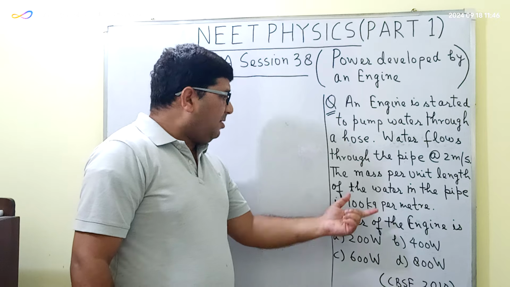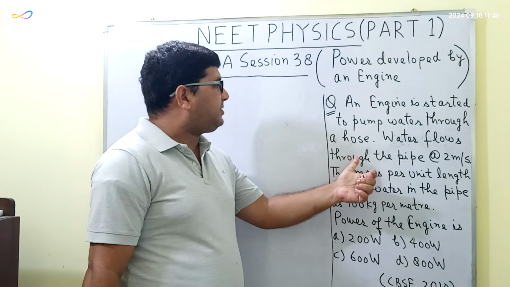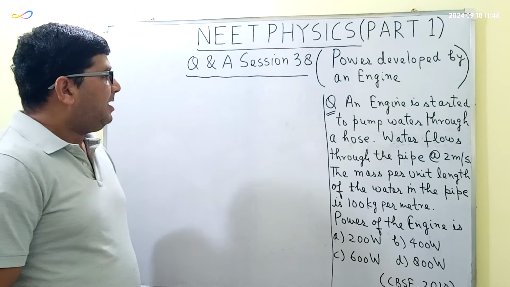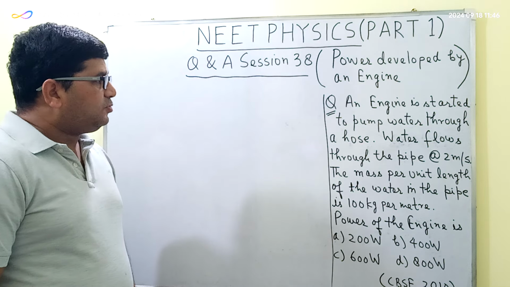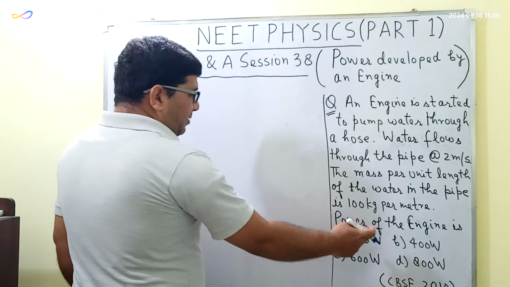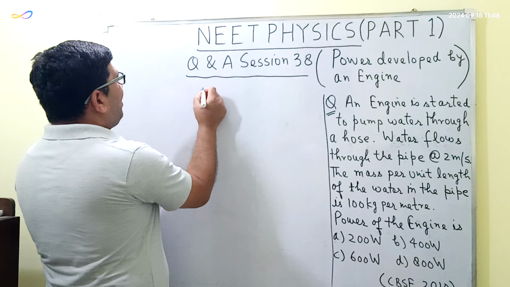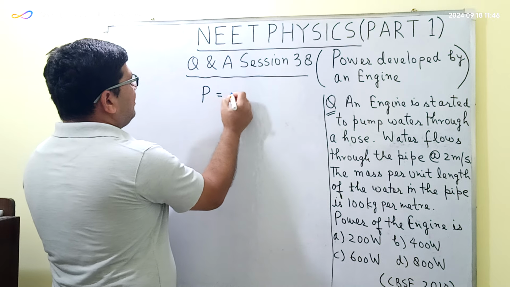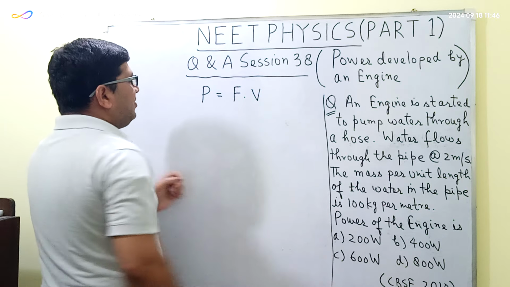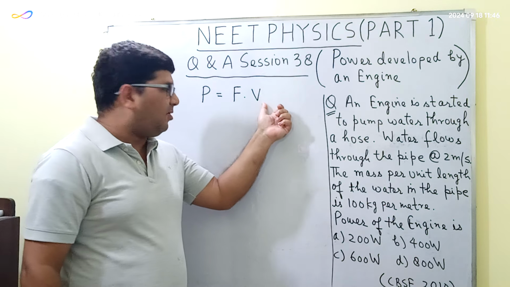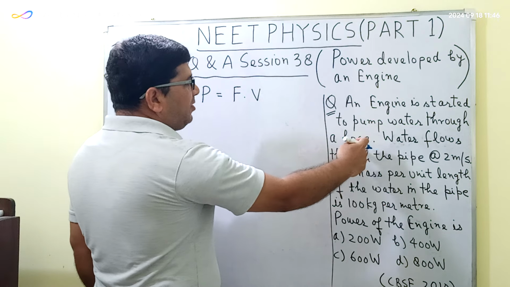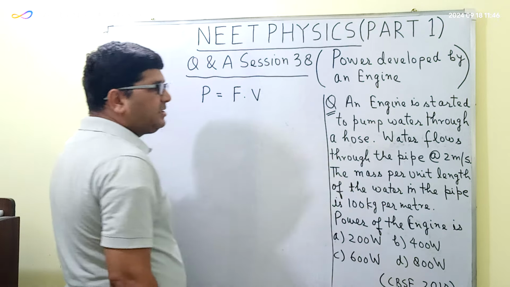So this is an easy question, but it involves the usage of a few basic formulas, and those formulas have to be used in the correct order. So the power of the engine, or we can say the power, is given by F into V, where F is the force and V is the velocity. So here the engine is started to pump the water through a hose, and then the water starts flowing at the rate of 2 meter per second.